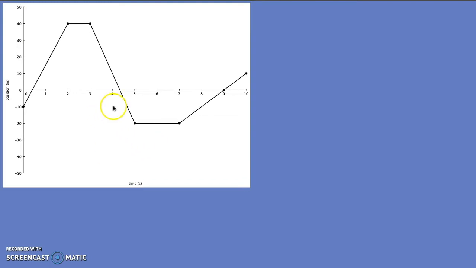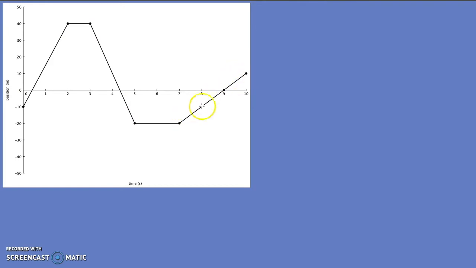We're going to explore in this video a little bit about position graphs and velocity graphs and going between them. So we'll start with this position graph right here. We have some object that starts at this position of -10. It moves, goes all the way to 2, or at 2 seconds it stops at 40 meters, stays there, turns around, stops, and then goes back.